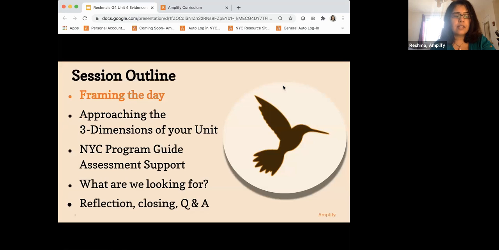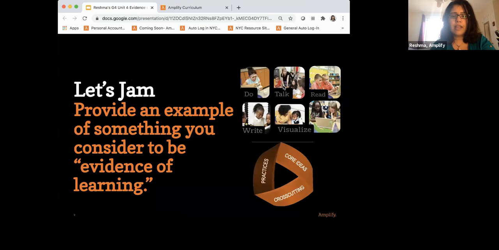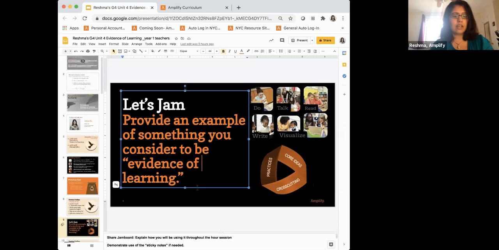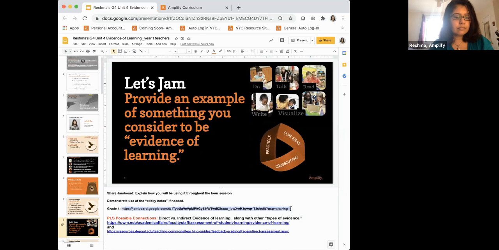This is the session outline we hope we will use to achieve those objectives. We're going to begin by framing the day. For that, if you can meet me on the Jamboard and provide an example of something you consider to be evidence of learning. I'll go ahead and put the Jamboard link in the chat now. I'll give folks a few moments to post their response, and we'll come back together in 2 to 3.